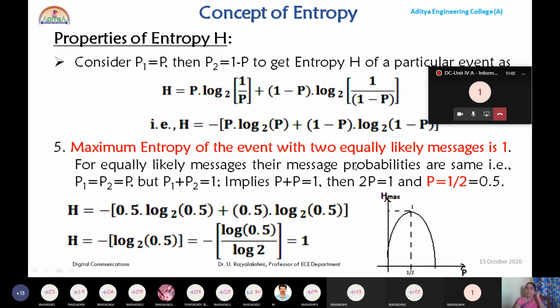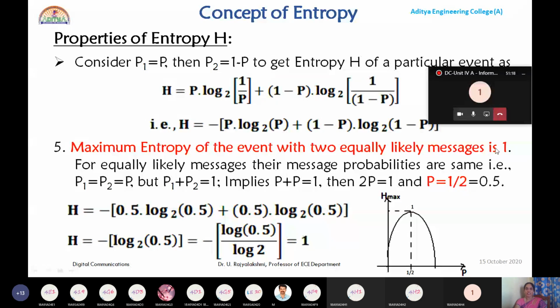Okay. Now please define the fifth property. When you define it, you should not write it like this. How do you define it? Maximum entropy of the event with two equally likely messages is 1 and that occurs at probability p equal to 1 by 2.